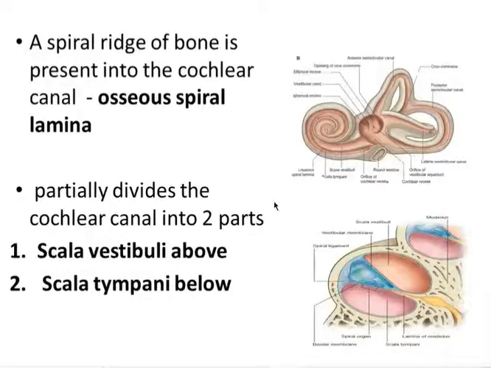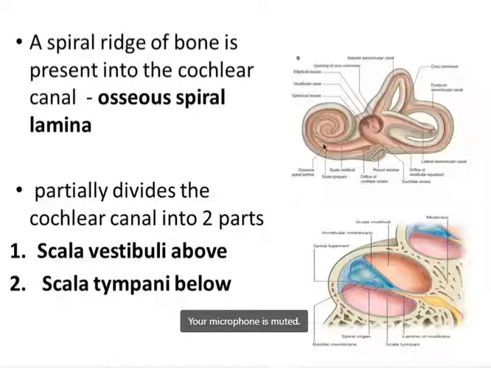Now within the canal, here you can see, there is a spiral ridge of bone. This is the spiral ridge of bone, which is known as the osseous spiral lamina. Here you can see the sharp part. This spiral lamina divides the cochlear canal into the upper part and the lower part. The upper part is known as the scala vestibuli, and the lower part is known as the scala tympani.